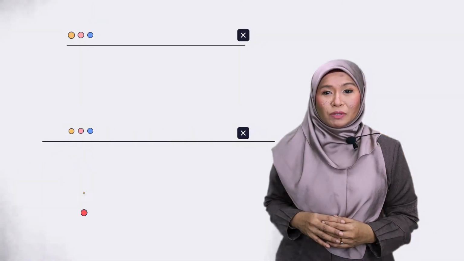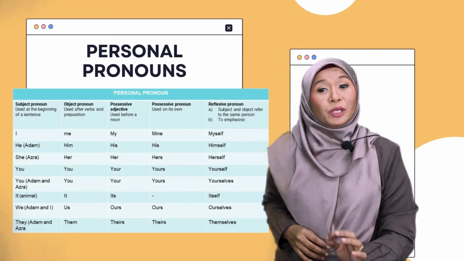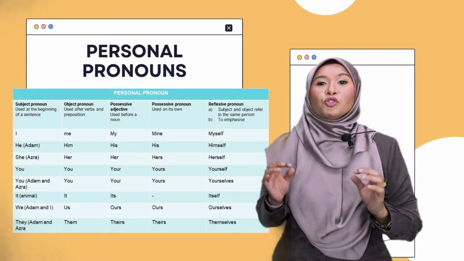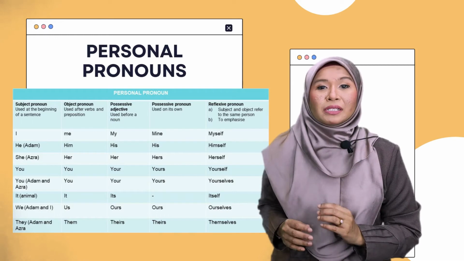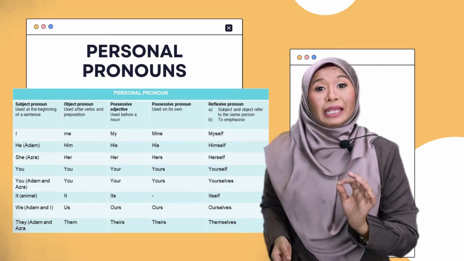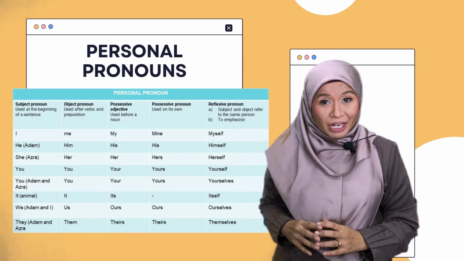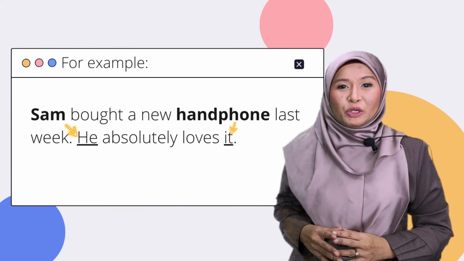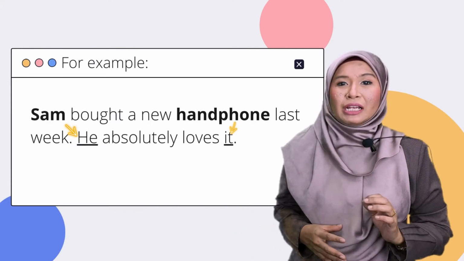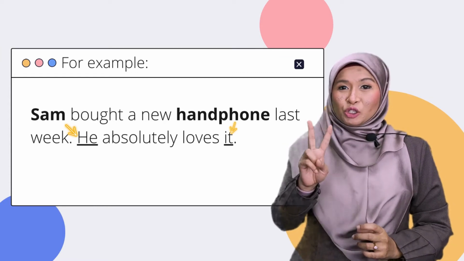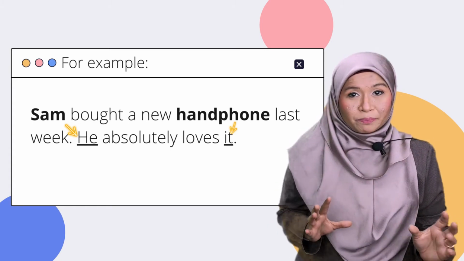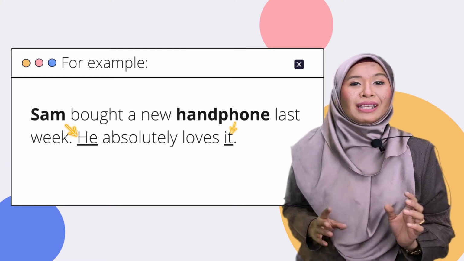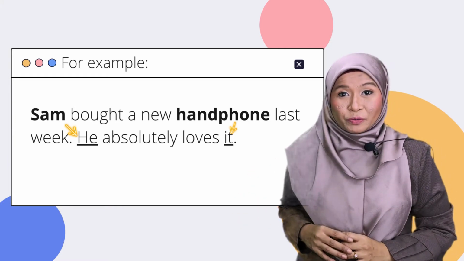Firstly, personal pronouns are used to replace people, places, or things to make the sentence shorter and clearer. Writers and speakers usually insert personal pronouns into a sentence when the noun has been previously mentioned. Let's look at the pronouns in the sentence. Sam bought a new handphone last week. He absolutely loves it. In this sentence, there are two personal pronouns.